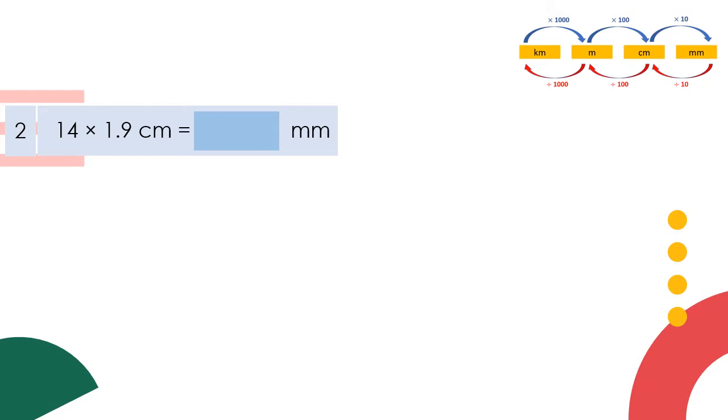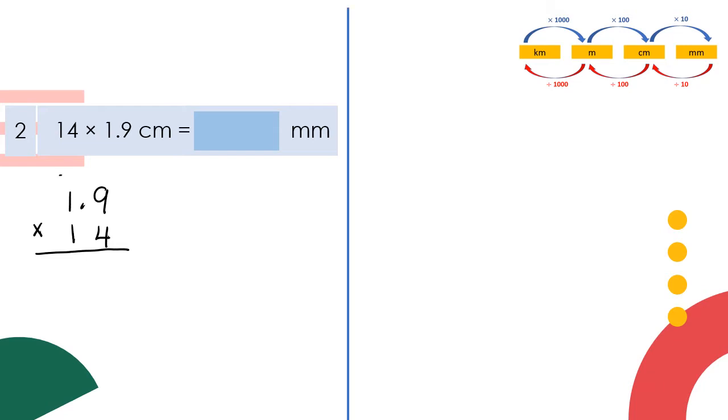First write down 1.9 times 14. We need to times 4 first. 9 times 4 equal to 36. 1 times 4 equal to 4. 4 plus 3 equal to 7.